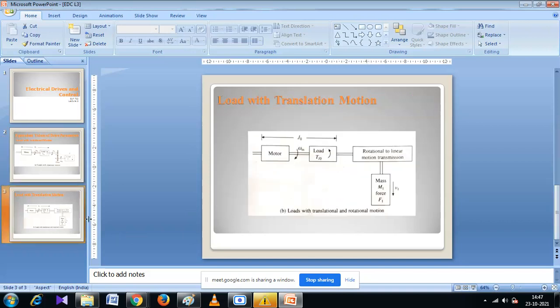We can say there are two types of motion of load. One is rotating motion and another is translation motion, that means linear motion.